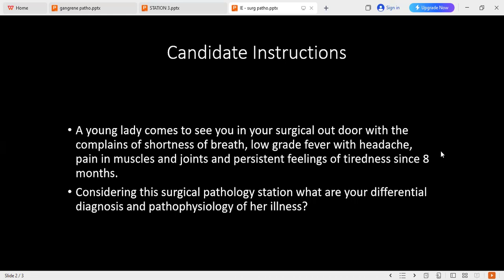I think rheumatic heart disease. Okay. Why would you think it's rheumatic heart disease? Because the patient is a young female with shortness of breath, low grade fever, and joint pains. Okay. What is the demarcation or difference in rheumatic?